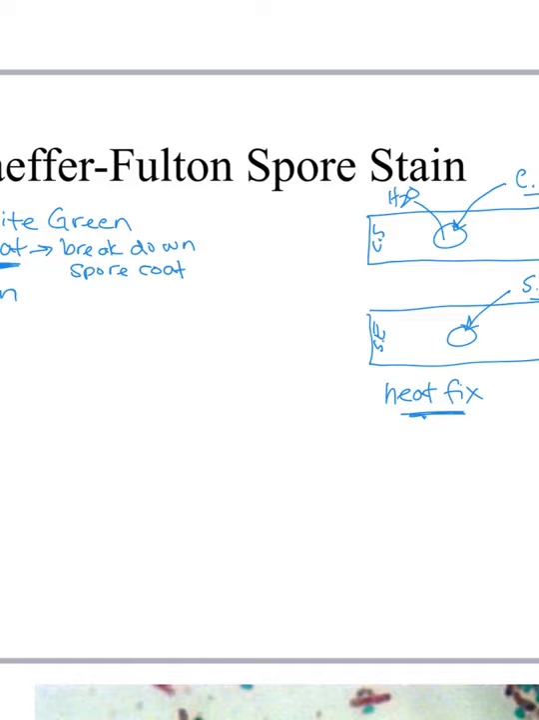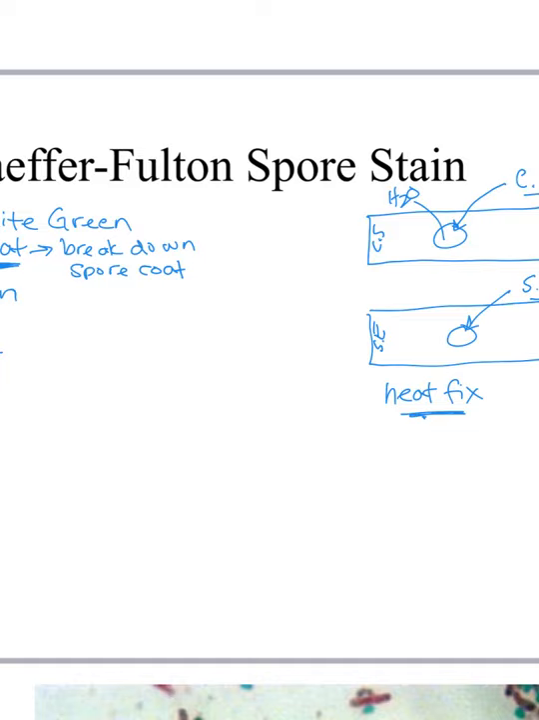Okay, and I'll show you how to do this in class, but we're going to put our slides over a little tray of steaming water. Okay, so that steam hopefully will break down the spore coat enough to get the Malachite Green to stick to it. Okay, after about 5 minutes, you're just going to give those cells a good rinse. It's not any other type of decolorizer necessary here.